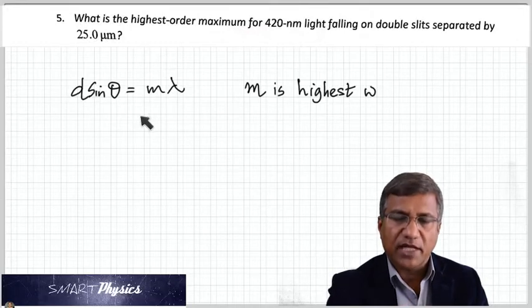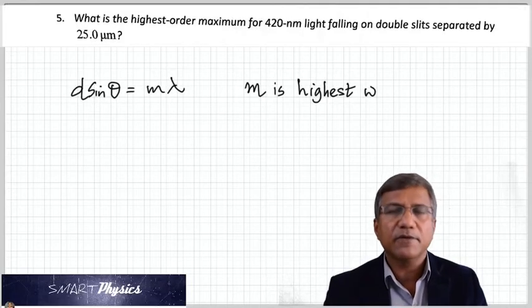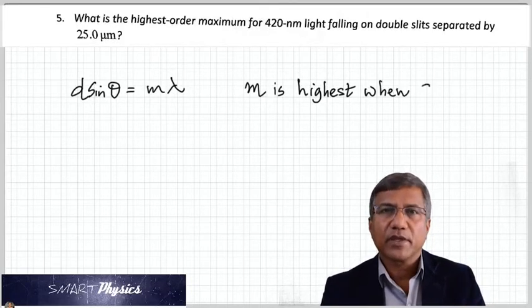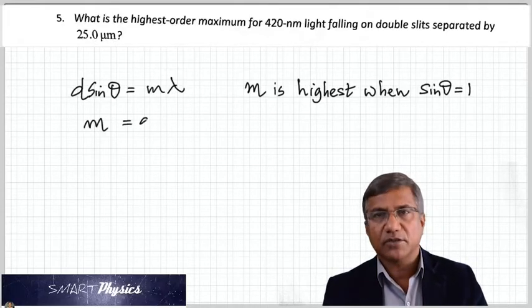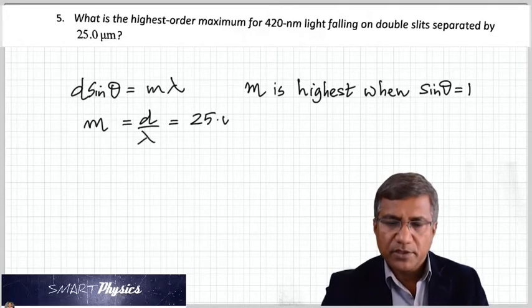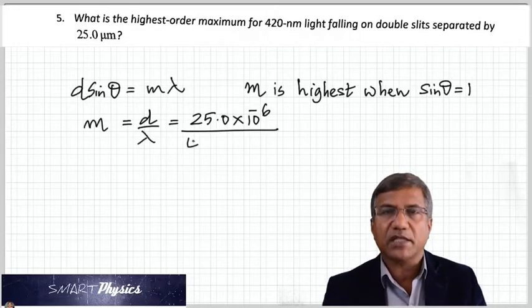And that happens when sine theta takes its maximum value, which is 1. So in this problem, because we are looking for the maximum value, put sine theta equal to 1 and calculate the value of m. Then, with sine theta equal to 1, you have m equal to d by lambda.